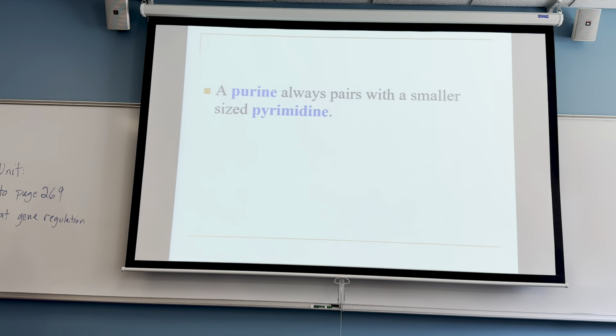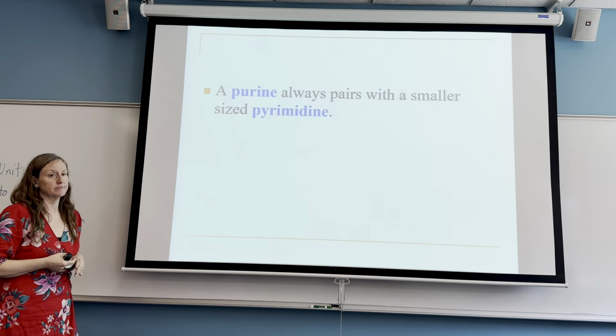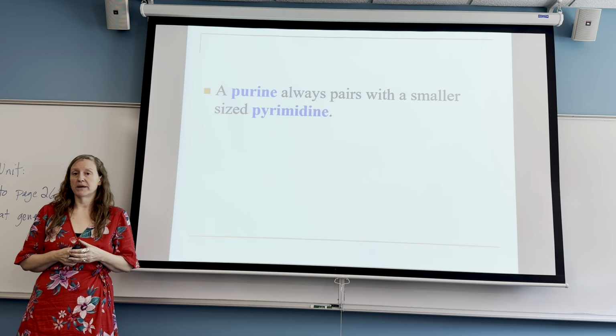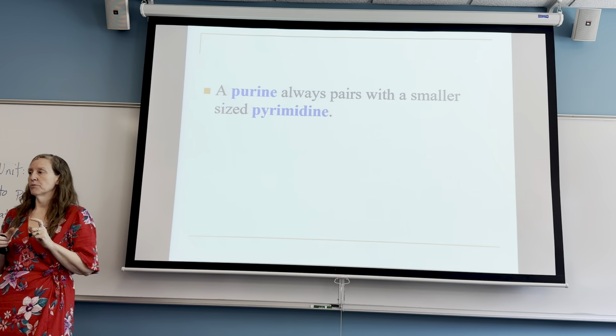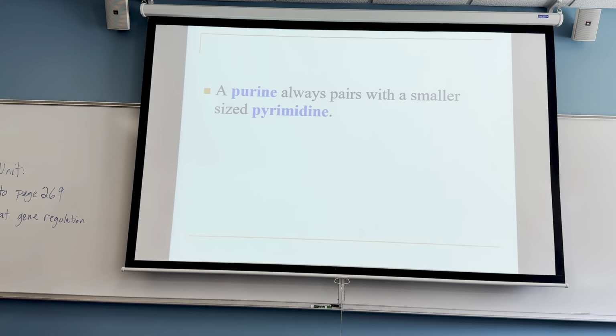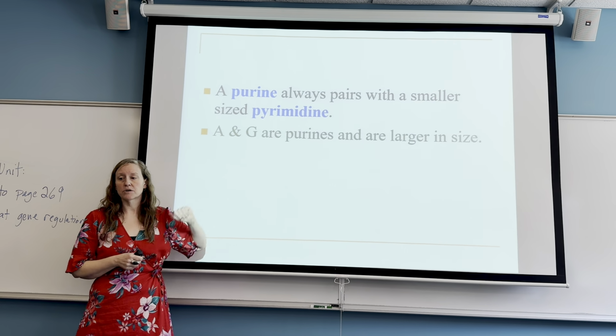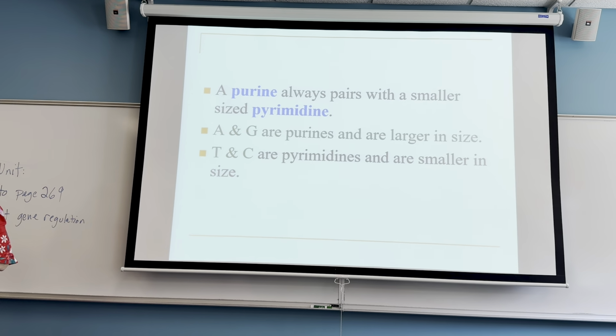So what are these? They are called purines and pyrimidines. The bases are, one is a little bit bigger than the other one in the base pair. The little bigger one is the purine, and the smaller one is called a pyrimidine. A and G are the little bit bigger ones called the purines, and T and C are the smaller ones, the pyrimidines.